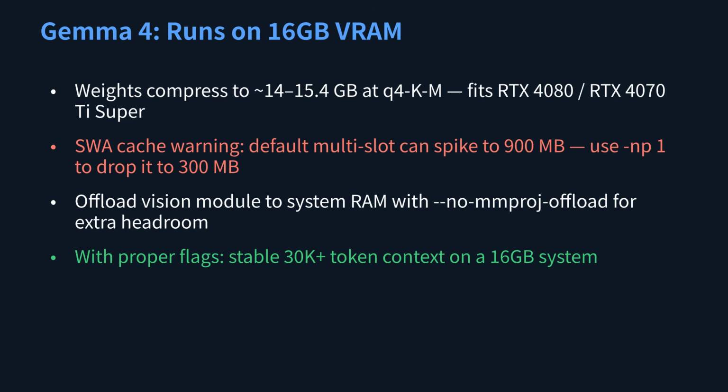At 4-bit, its weights are compressed to about 14 to 15.4 gigabytes, fitting on a 16 gigabyte VRAM card like an RTX 4080 or RTX 4070 Ti Super. However, you need to manage the SWA cache carefully. By default, multiple parallel slots cause VRAM to spike. Using the -np 1 flag in llama.cpp drops the SWA cache from 900 megabytes down to 300 megabytes. You can also offload the vision module to system RAM with the no-mmproj-offload flag, freeing up even more headroom.